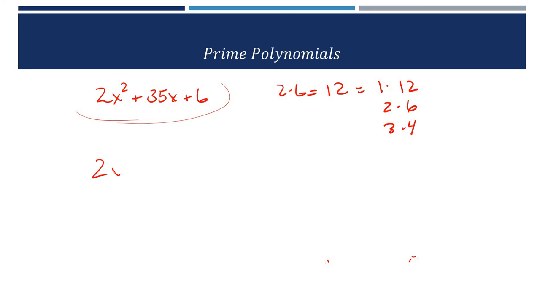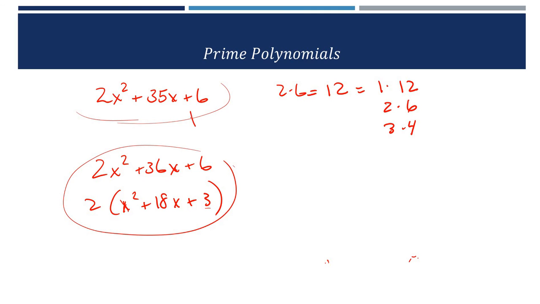Now, if I had had my 36 in there, this would factor by pulling out a 2: x squared plus 18x plus 3. But again, there are no factors of 3 that add up to 18, so I cannot factor it any further. This, however, is not prime because I can pull out a common factor of 2. This one is prime. So a prime polynomial is a polynomial that cannot be factored at all.